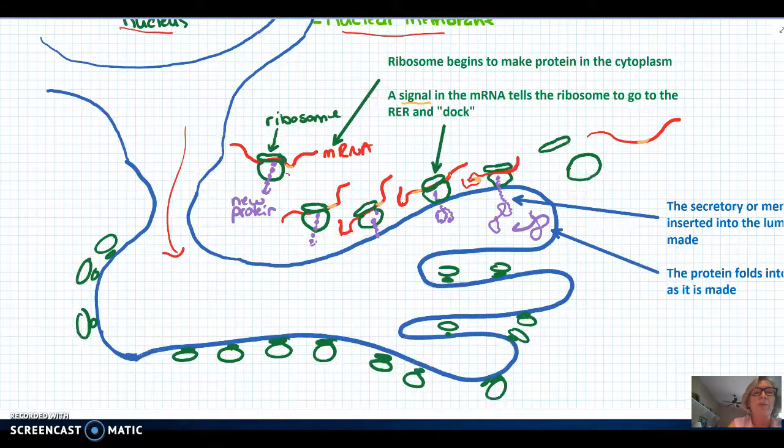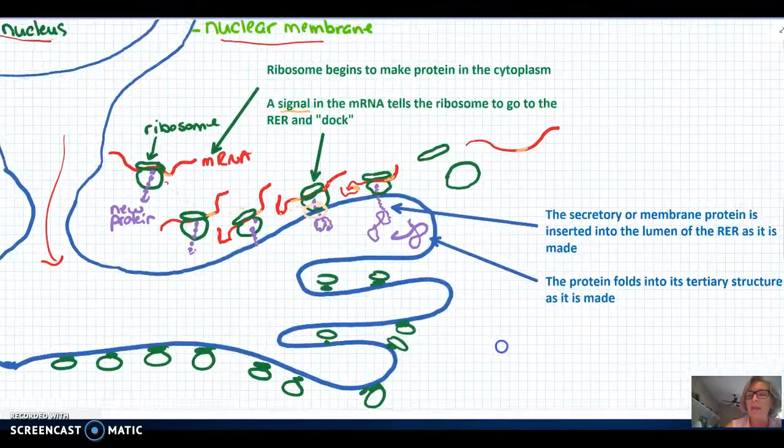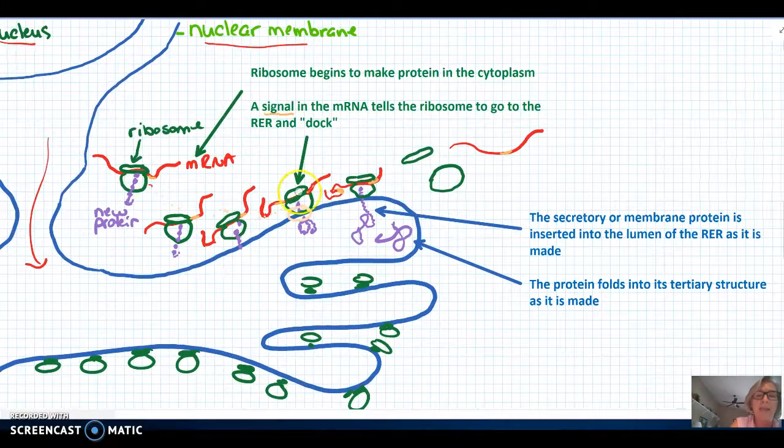So the ribosome will then bring this mRNA to the rough endoplasmic reticulum and actually dock on the rough endoplasmic reticulum. At this point, the protein that the ribosome is currently making gets inserted inside the lumen. The lumen means the interior of the RER. So now the ribosome continues reading the mRNA, which is in the cytoplasm, and it's kind of inserting the protein as it's being made.